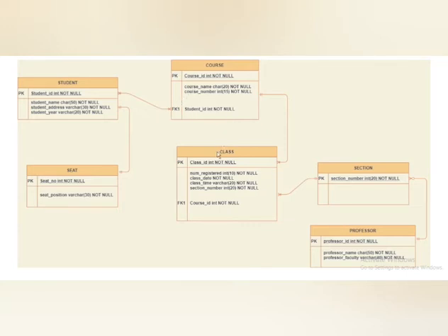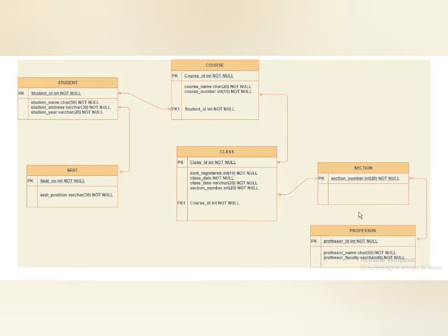And then the table of class. The primary key here is the class ID, then number registered, class date, class time, section number, and the foreign key here is the course ID. The relationship of class and course is one to many. Next is the section. The primary key here is the section number, and the relationship of the class and the section is one and only one.